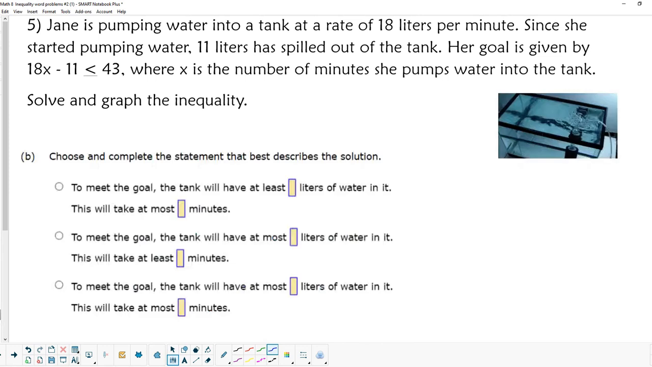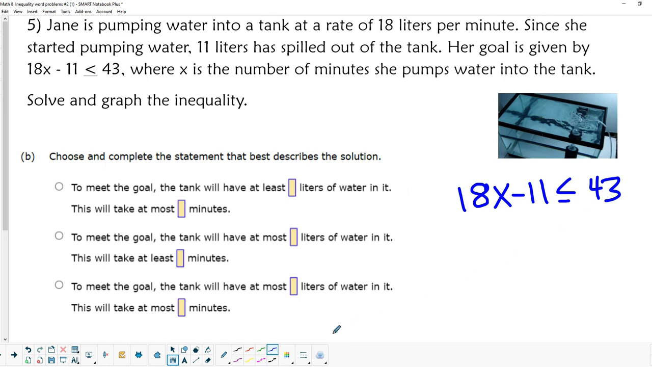Okay, our next one. Jane is pumping water into a tank at a rate of 18 liters per minute. Since she started pumping the water, 11 liters has spilled out of the tank. Her goal is given by 18x minus 11 less than or equal to 43, where x is the number of minutes that she pumps water into the tank. So let's go ahead and solve this inequality for x. So we're going to solve it for minutes, right? And that's going to be less than or equal to 43.